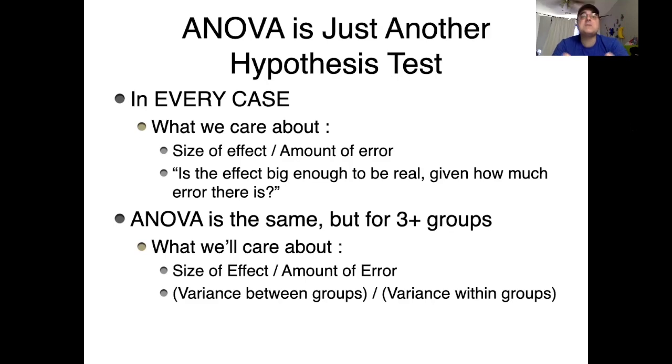And at the end, you ask the question, is the effect we've seen big enough to be considered real given how much error there is likely to be? That is the decision at the end of a hypothesis test to see whether you accept or reject the null hypothesis. Analysis of variance is the exact same concept, but now applied to 3 or more groups.